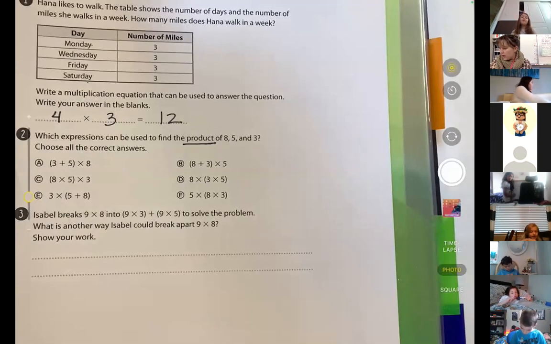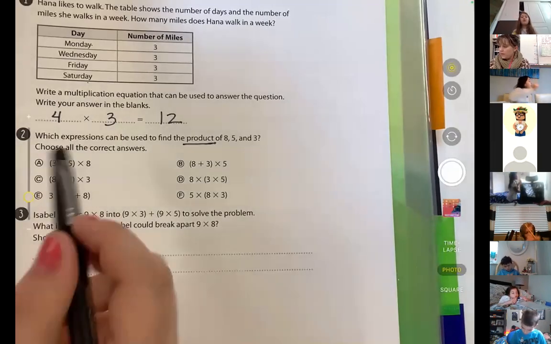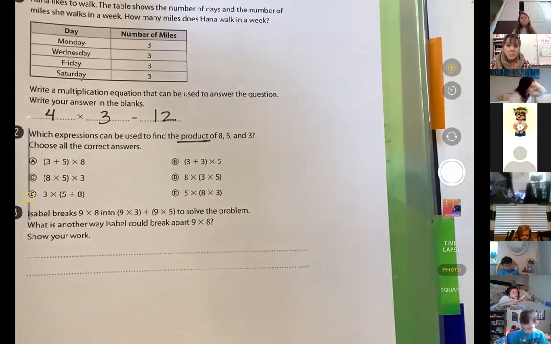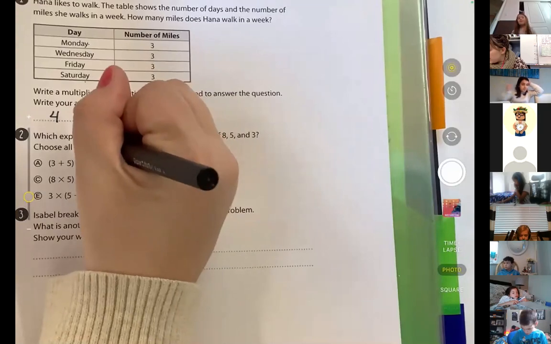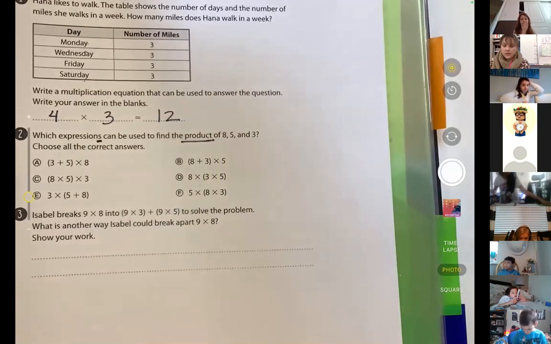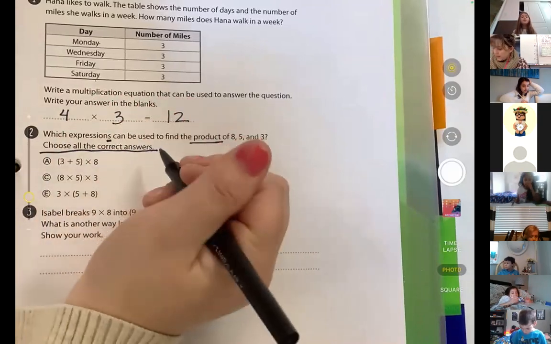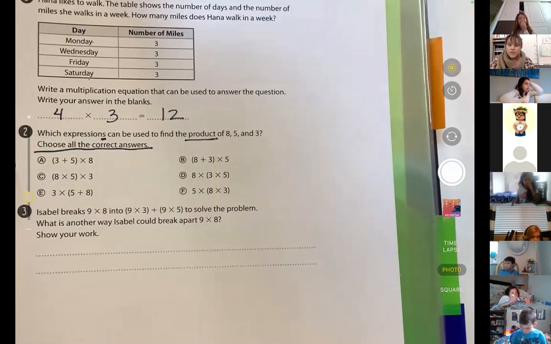A multiplication equation, okay? Or in this term, they're using an expression, okay? Here's something else that's really important to note about this question. It's saying which expressions, and then it even gives us this hint. Choose all the correct answers. Almost any time that it tells you to choose all the correct answers, that means there's more than one. That's kind of their little hint to you that you need to pick more than one, okay? So let's go through and look.